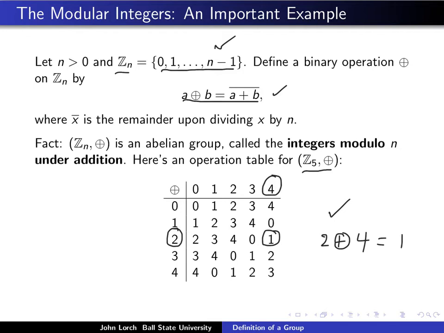Now let's just make sure that that makes sense, right? So if I take 2 plus 4, that gives me 6. When I divide 6 by my modulus, which in this case is 5, I'm left with a remainder of 1. So indeed, that does work.